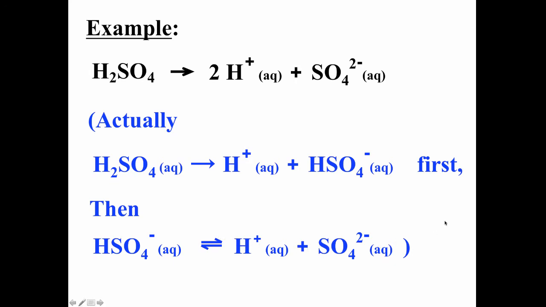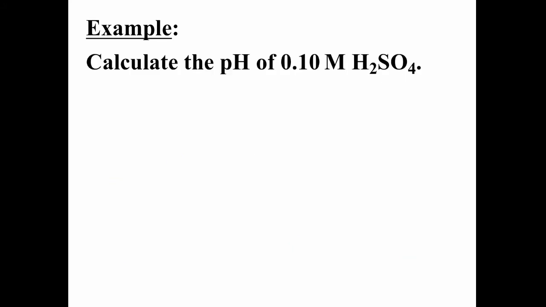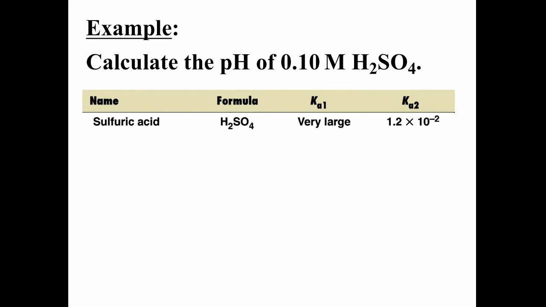So HSO4- has a double arrow to make H+ and SO4 2-. Now, in reality, all of the dissociations happen very, very quickly, but we often think of it in terms of first dissociation followed by second, just to be able to track what's going on relatively easily.